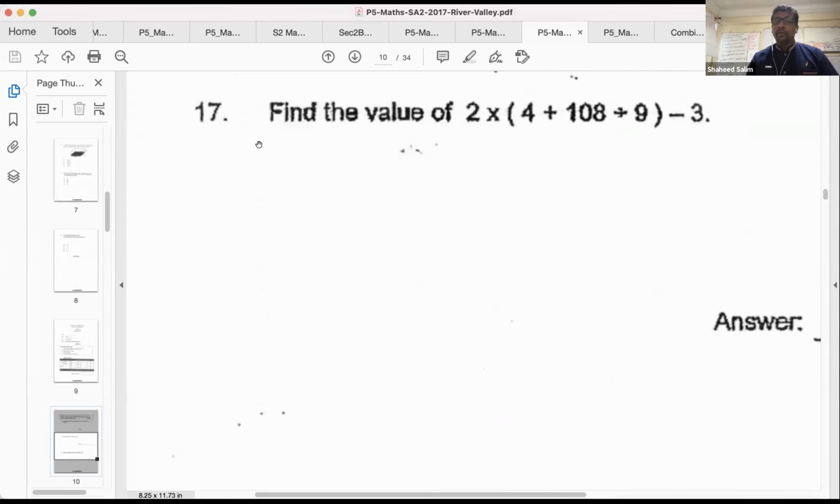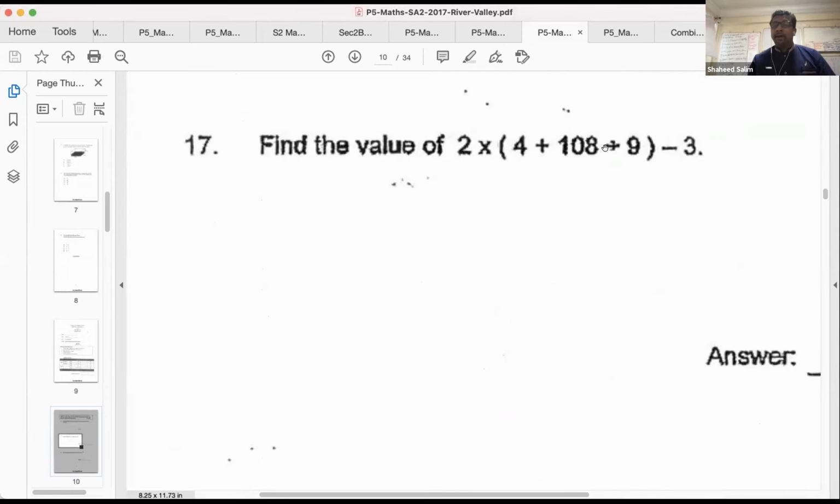Okay, we try this one. Question 17. This is divide. You must be able to get this right. If you're not getting it right, it means you're not concentrating. This is divide.